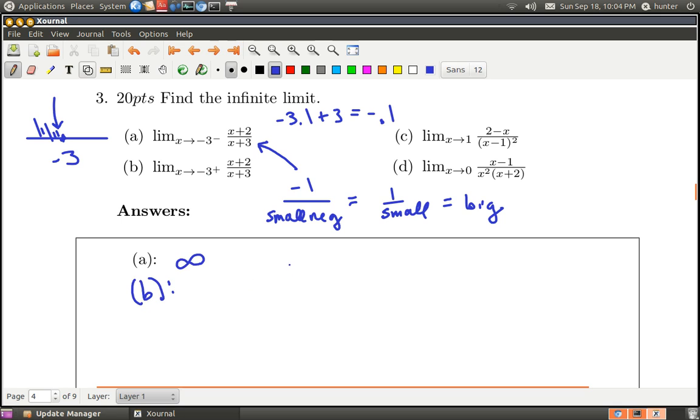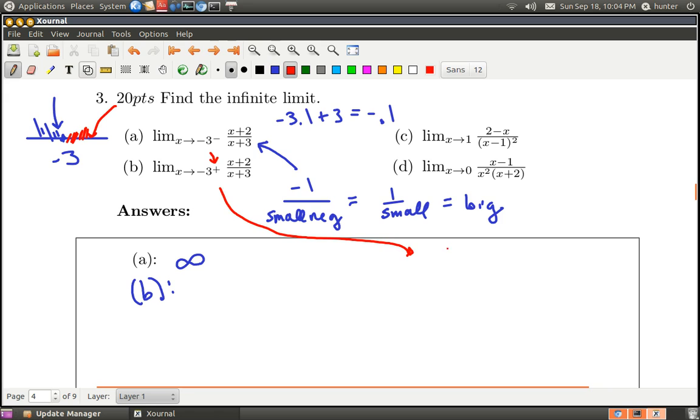Now let's take a look at B. Here is the same problem, but now we're going to creep up on negative 3 from the right. So let me get out my red marker here. So now we're going to creep, creep, creep on negative 3 from the right, okay? And it's this plus sign here that tells us that we're going from the right. So what are we going to have in this situation?